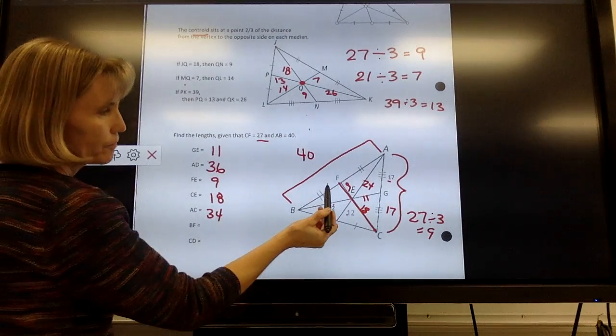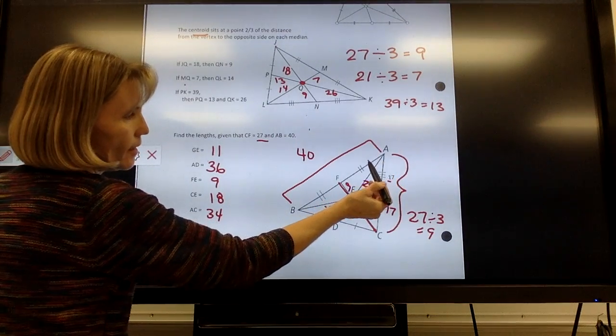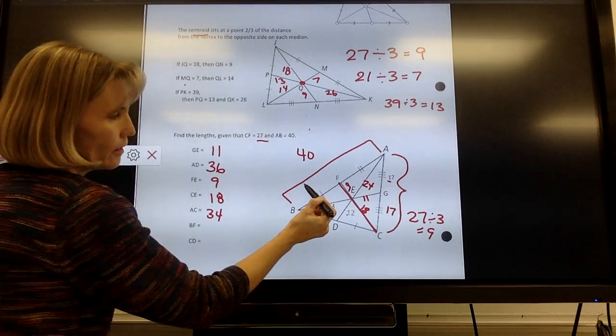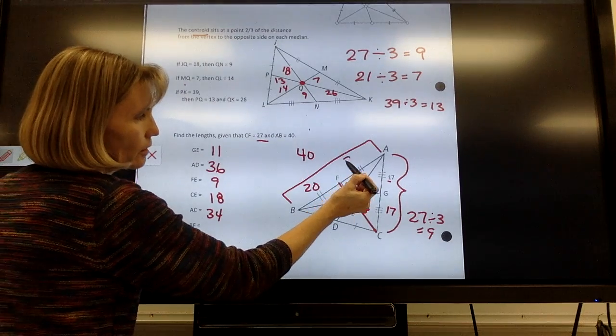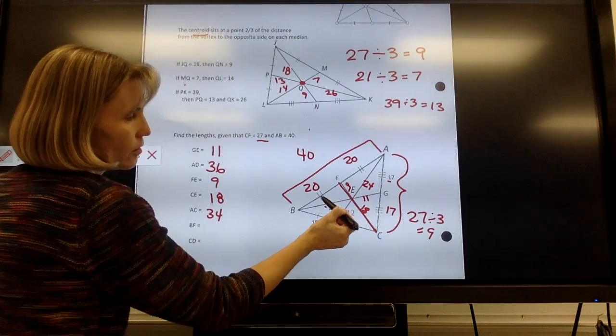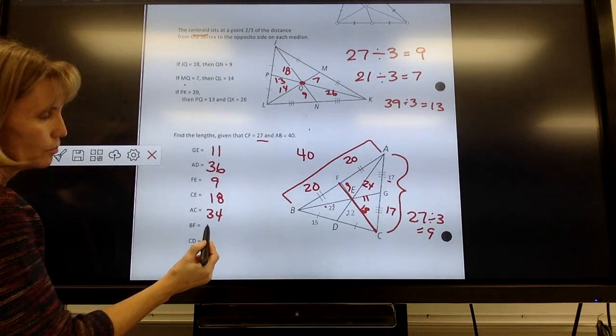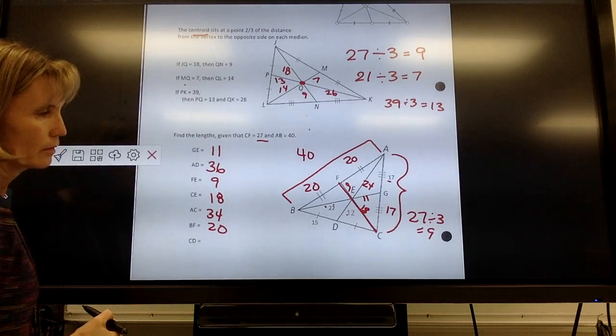And BF, okay, if this whole distance from A all the way down to B is 40, then each one of these has to be 20. Okay, they both have 2 tick marks, so they're both the same. So B to F is 20.